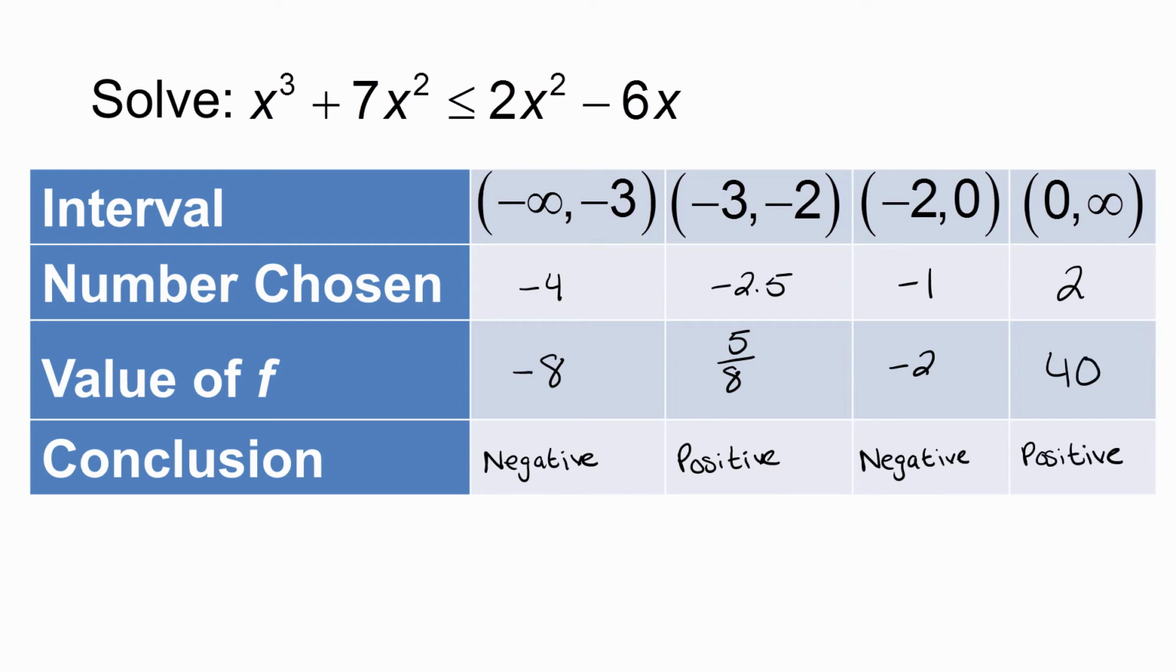This value is positive. Notice that for the function, f is negative over the interval negative infinity to negative 3 and the interval negative 2 to 0. So, the solution set is x such that x is less than or equal to negative 3, or x is greater than or equal to negative 2 and less than or equal to 0. In interval notation, this is written as negative infinity to negative 3 inclusive, union negative 2 inclusive to 0 inclusive.